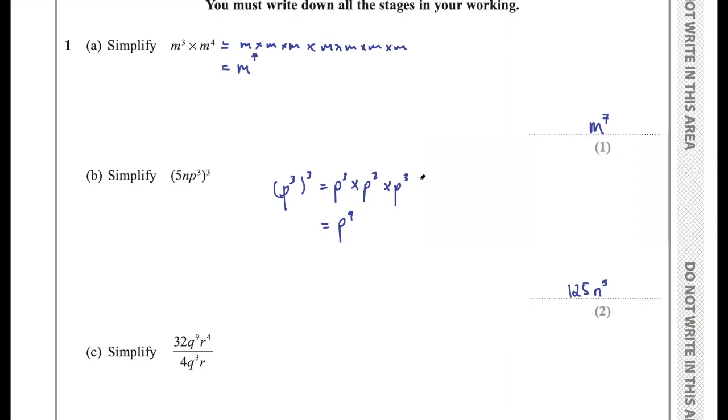But if you know your index laws, you know that if you have some power and you raise that to another power, you just multiply those indices. So 3 times 3 will give you p to the power 9. So final answer there is 125 n cubed p to the power 9.